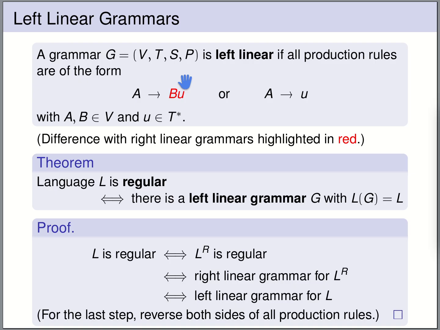And now it's not hard to see that if you reverse the right-hand side of all production rules, then from a grammar for the reverse language, you obtain a grammar for the non-reverse language. So we obtain a left linear grammar for the original language L. So we have a chain of deductions. This is always if and only if. And we have concluded that a language L is regular if and only if there's a left linear grammar for the language L.